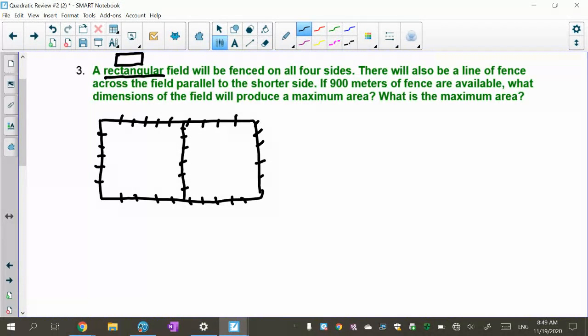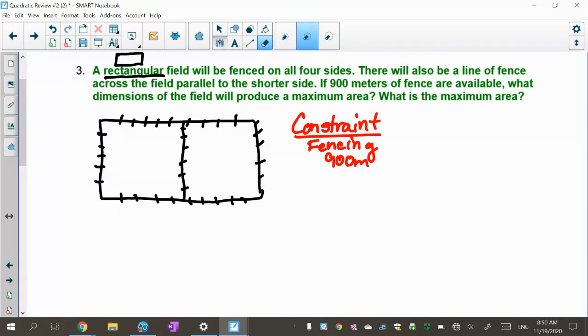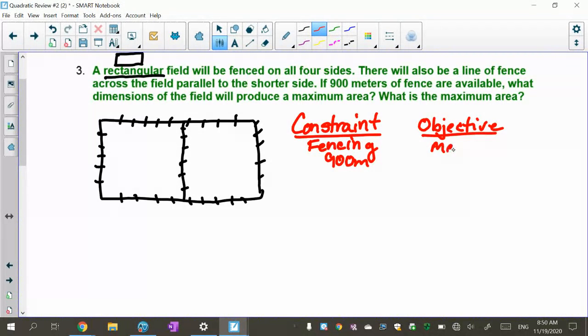All right. So it says if 900 meters of fence are available, what dimensions of the field will produce a max area? So this is how we're going to set this up. First of all, we got our constraint, and our constraint is going to be our amount of fencing. Okay, our constraint is the fencing, right? And all I have is 900 meters. I'm just trying to help you set this up so you can think it through. The objective, or what we want, is max area. I want the biggest area I can have for my fences.